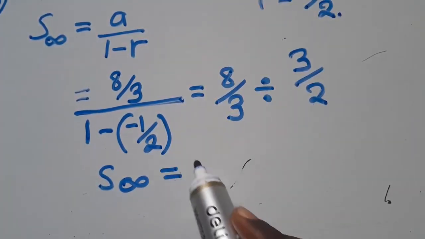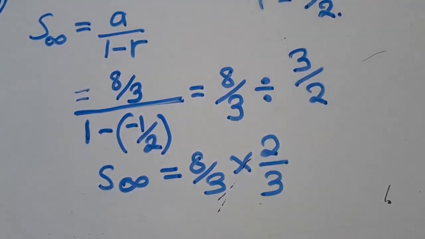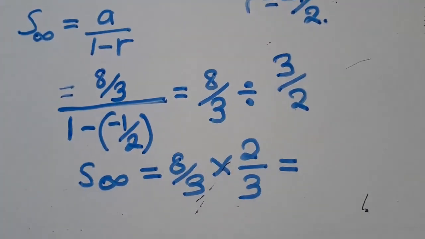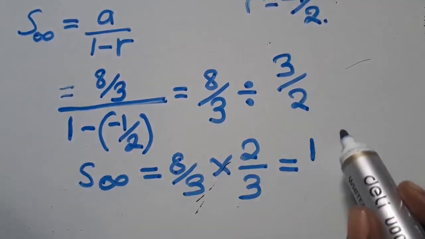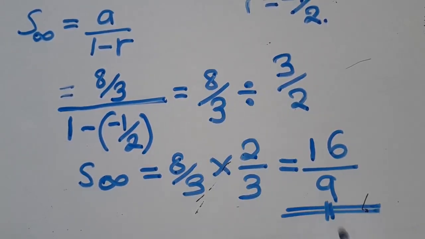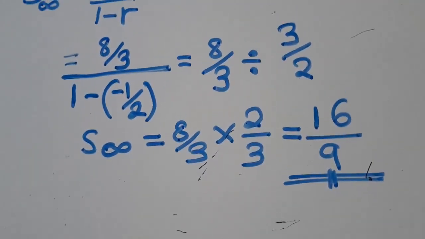Sum to infinity is equal to 8 over 3 times 2 over 3, which is equal to 8 times 2, 16, over 3 times 3, 9. So this is my answer. This is the sum to infinity. These are procedures that I need to do. This is what I need to get and understand. So this is where we are going to end from today. This is our day 3.